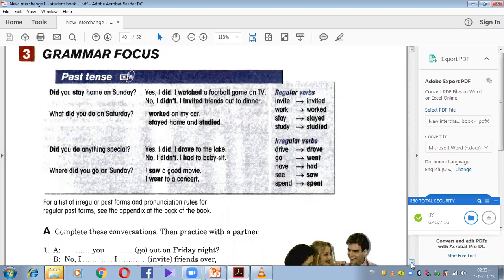Did you stay home on Saturday? Yeah, I did. I watched the football game. No, I didn't. I invited friends out to dinner. Did you do anything special? Yeah, I did. I drove to the lake, for example. No, I didn't. I had to babysit.